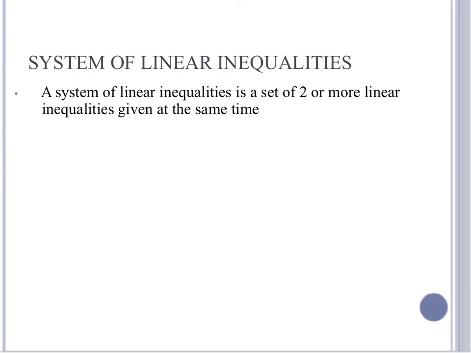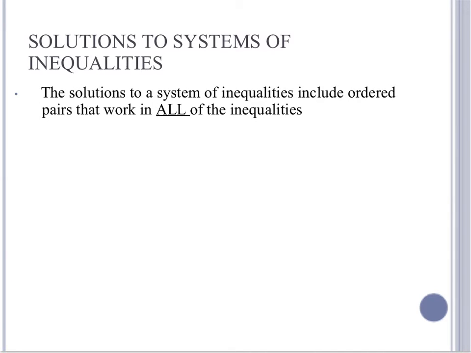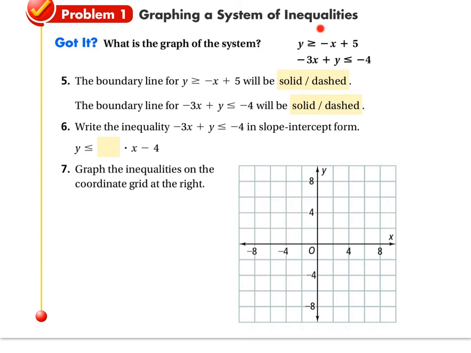And system of linear inequalities. A system of linear inequalities is a set of two or more linear inequalities given at the same time. When you find the solutions to a system of inequalities, it will include ordered pairs that work in all of the inequalities in the solution set. Let's graph this system of inequalities and see what it looks like.